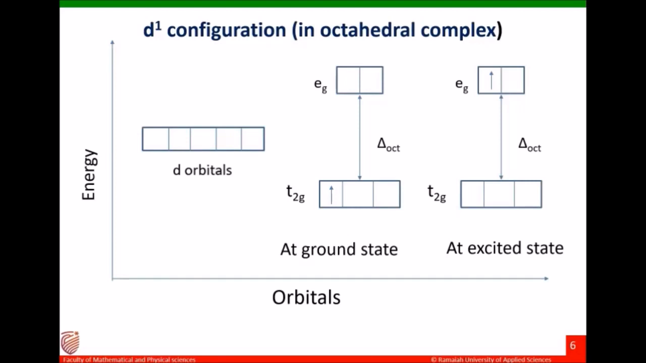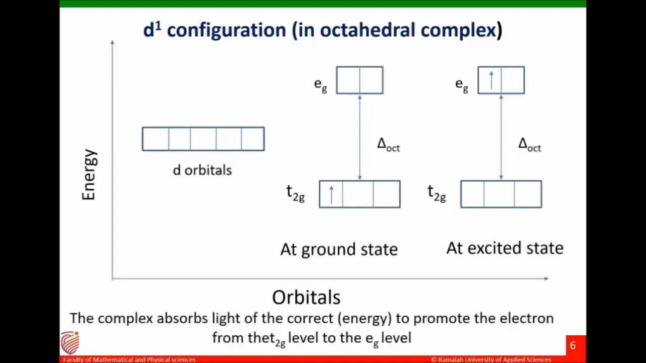So let me summarize all these statements. At the ground state, for a d1 configuration complex, the electron will be in the T2G orbital, but when it gets enough energy, that energy will be utilized by the electron to jump from the T2G orbital to the EG orbital at the excited state. So the complex absorbs light of the correct energy to promote the electron from the T2G level to the EG level.